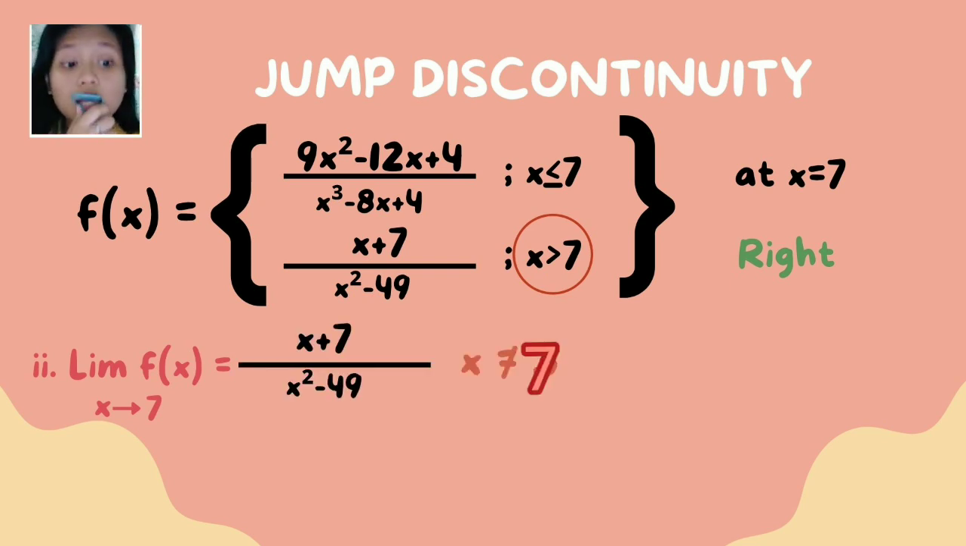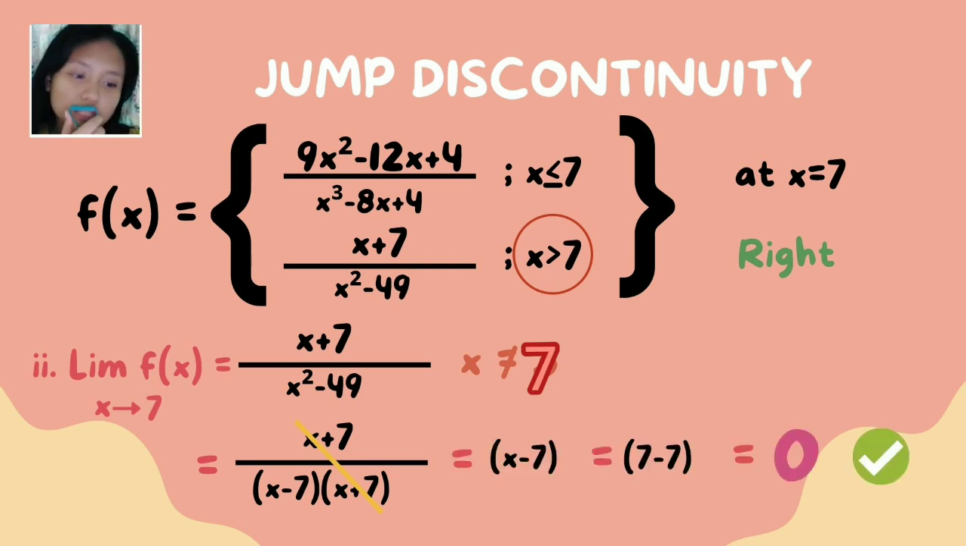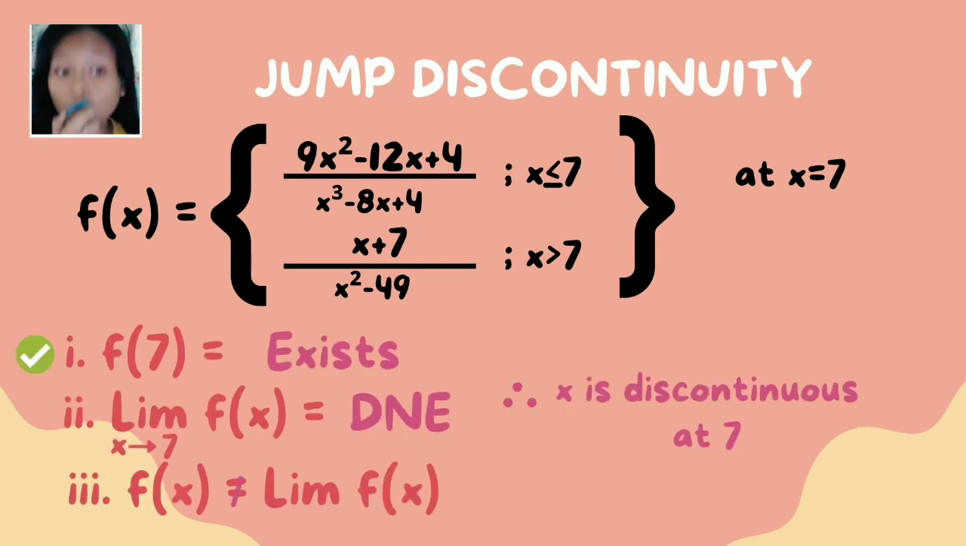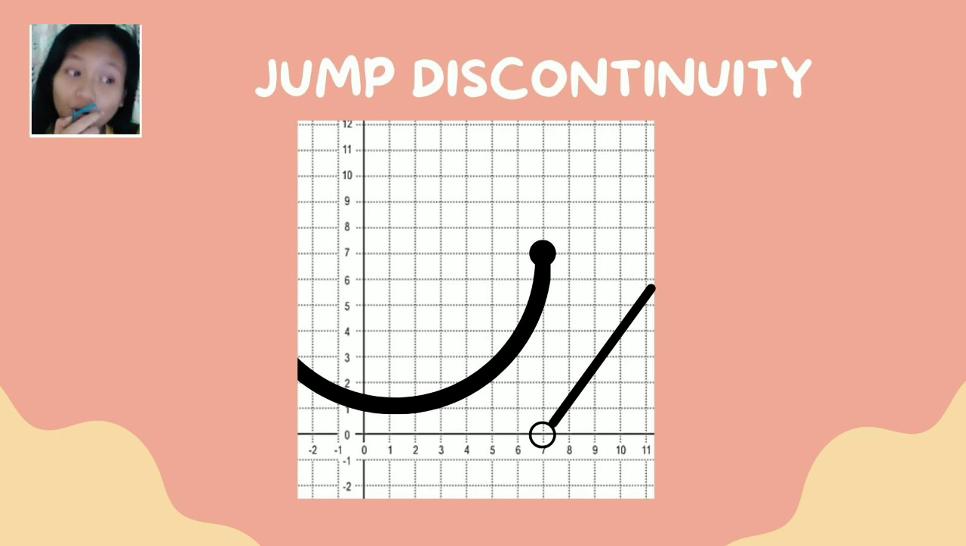Since x cannot be equal to 7, we could factor out the denominator so it would not be indeterminate anymore. Next is cancellation and substitution. And the limit on the right side is 0. On the left side, we just have to repeat what we did in condition 1. In conclusion, condition 1 exists, but condition 2 does not exist. Therefore, it's jump. The graph would look like this.